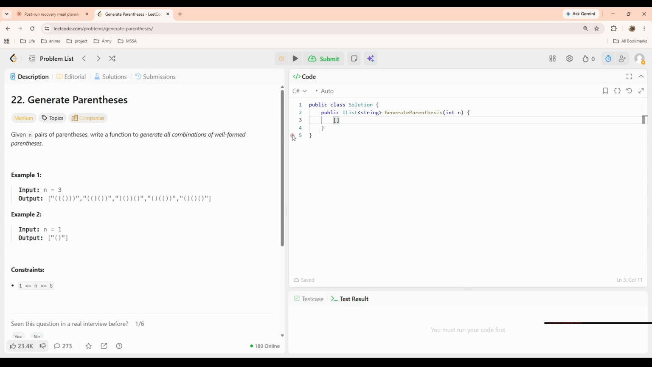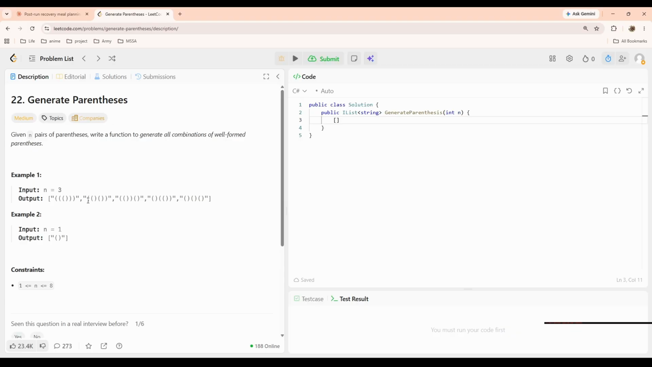Because I remember doing a problem where we had to figure out a Boolean output if there were incomplete pairs. But reading this again, when they say well-formed parentheses, it seems to suggest that no, there may be instances where that may not be true.